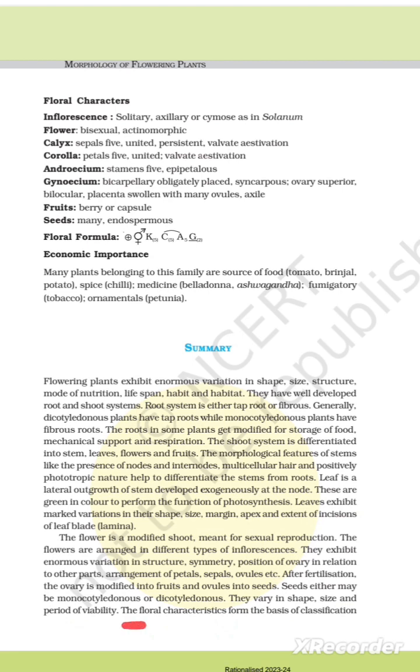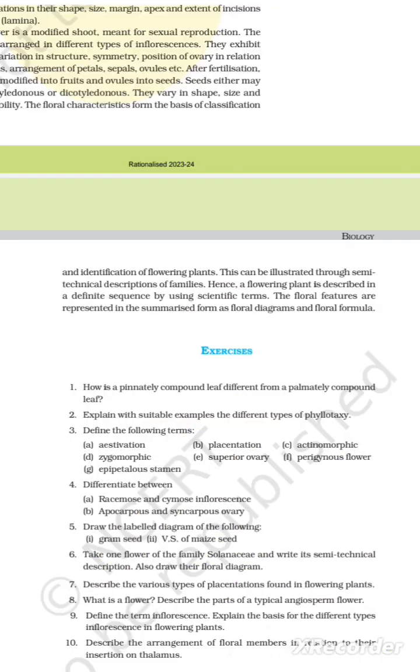The floral characteristics form the basis of classification and identification of flowering plants. This can be illustrated through semi-technical description of families. Hence, a flowering plant is described in a definite sequence by using scientific terms. The floral features are represented in summarized form as floral diagrams and floral formula.